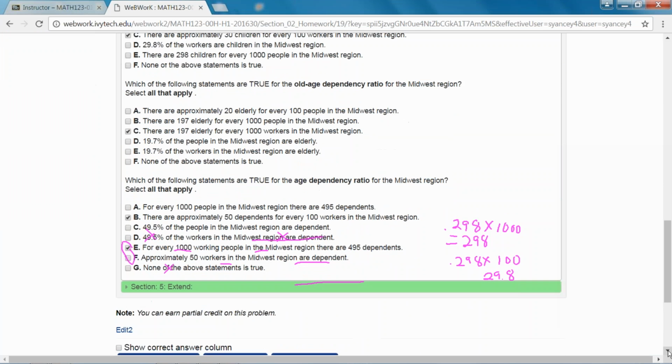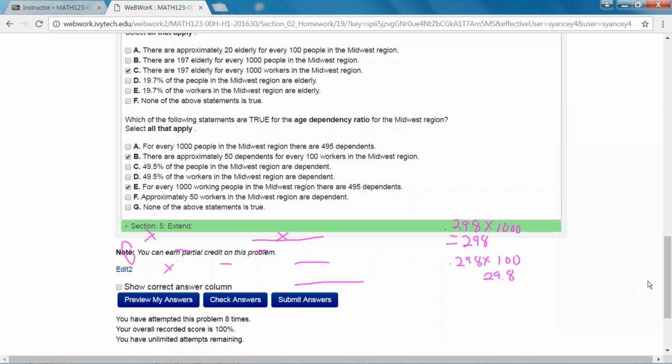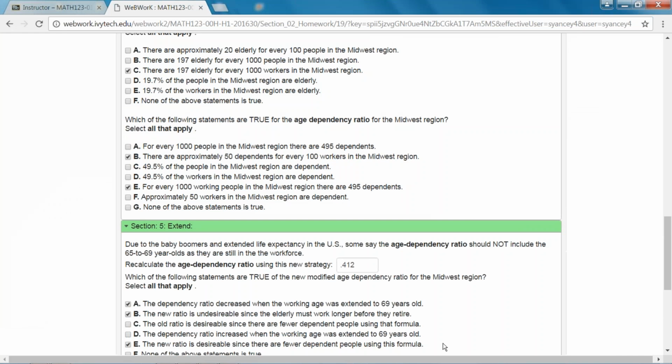The next two are the same thing. And then my other class had more problems with section 5.